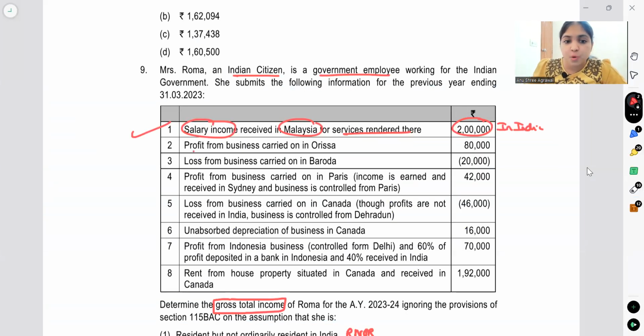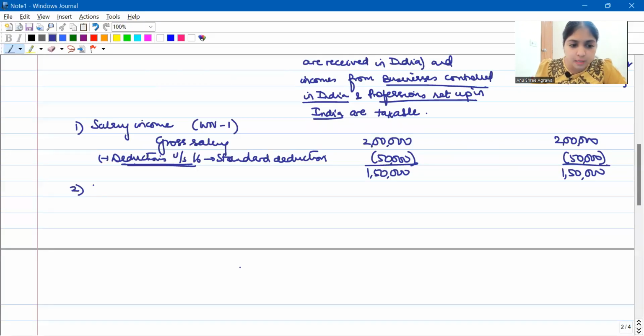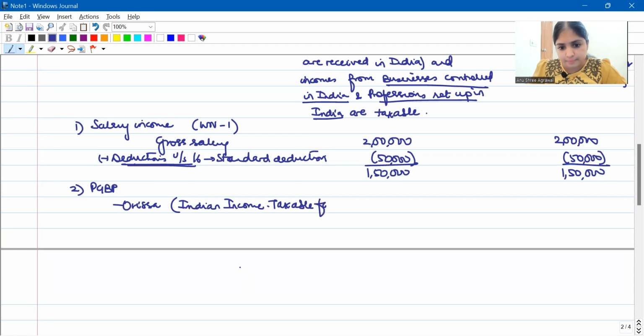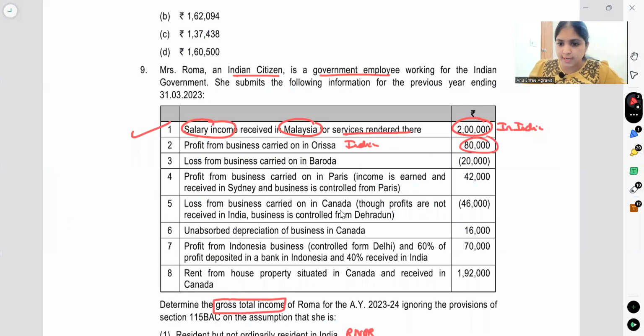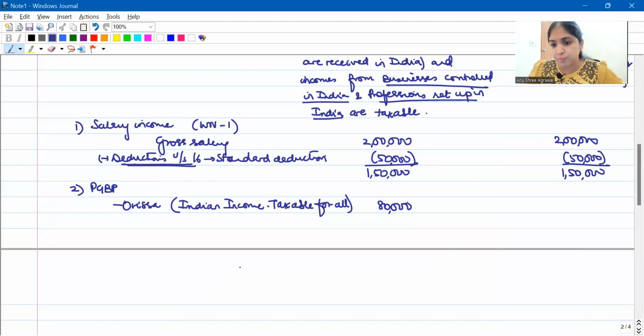Then second adjustment, profit from business carried on in Orissa. The business is carried on in India. So the source of the income is in India. Hence, it's going to be taxable for all assessees. So number 2, PGBP. Give the heading PGBP. Under PGBP, write down Orissa. In brackets, write down Indian income, taxable for all. So what is the amount? 80,000. 80,000 will be taxed for both my assessees.